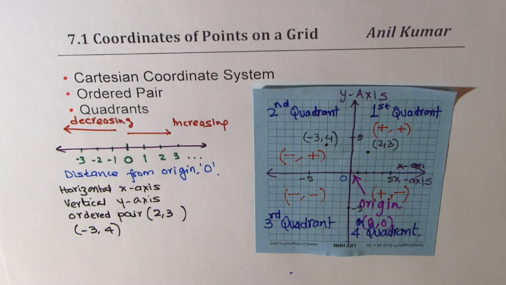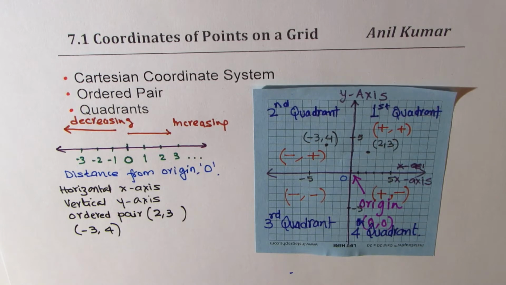So that is how we assign values to every point in our coordinate system. This coordinate system is called Cartesian Coordinate System. Perfect. So we have understood all parts of our system.